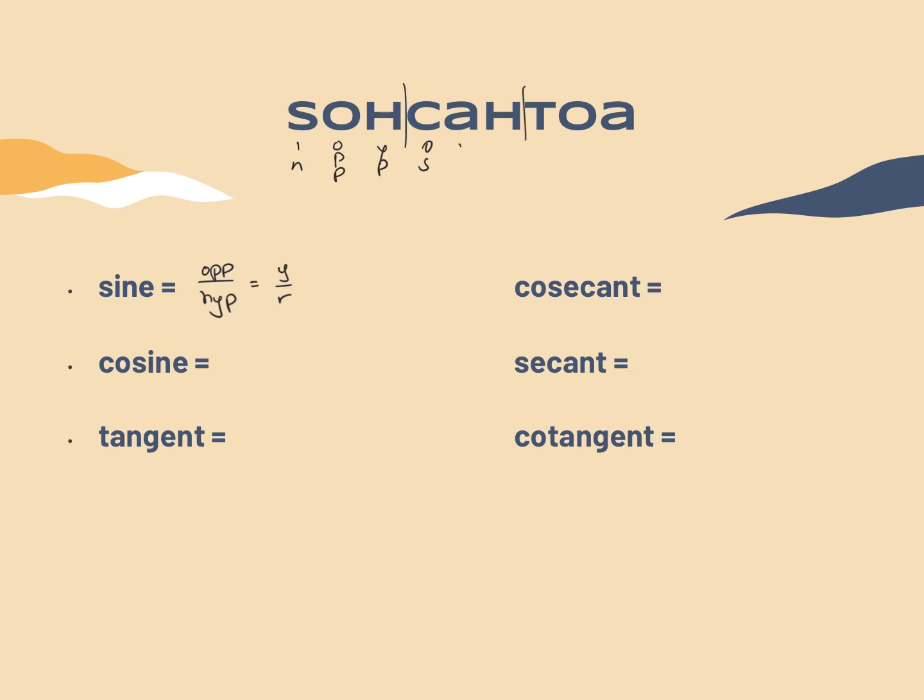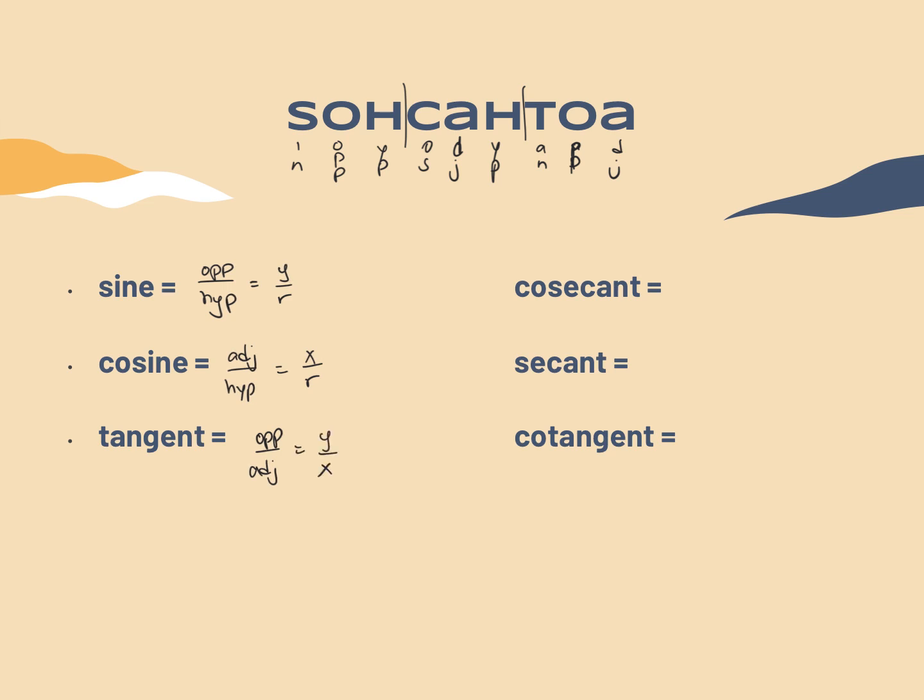So cosine is adjacent over hypotenuse. And so again, we write it adjacent over hypotenuse. And again, on a coordinate plane, it would be x over r. And then we have our tangent, and our tangent is opposite over adjacent. Okay, so again, that's opposite over adjacent, and you know that that's your y over your x.